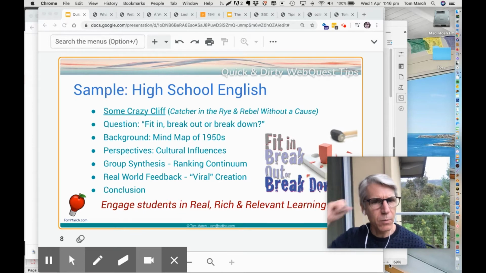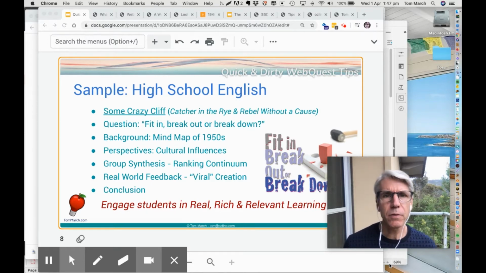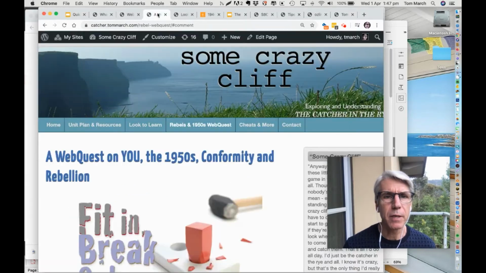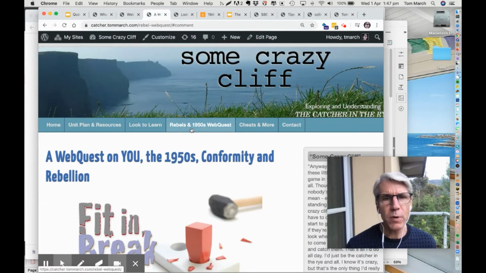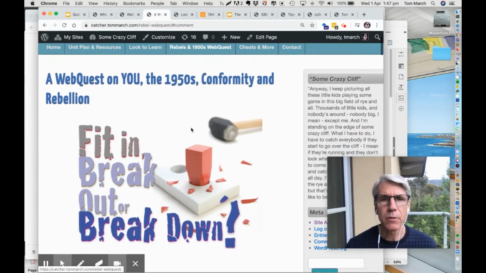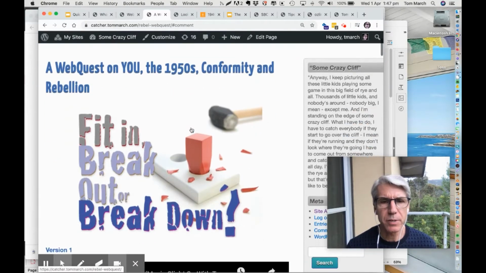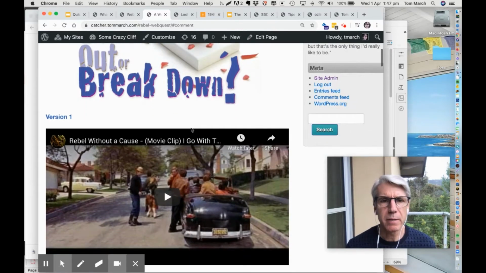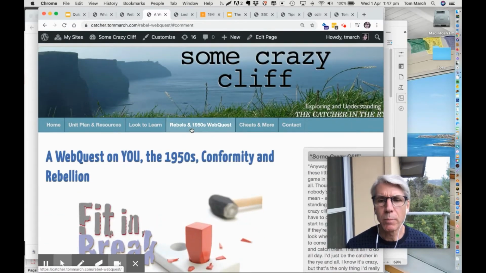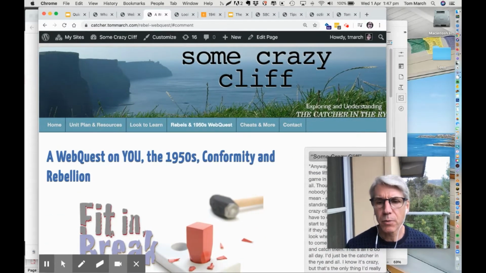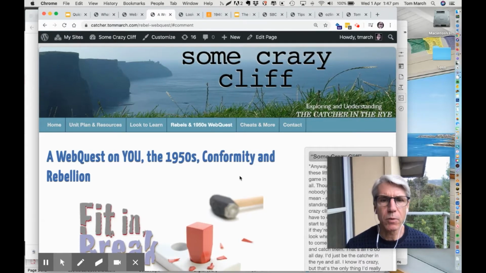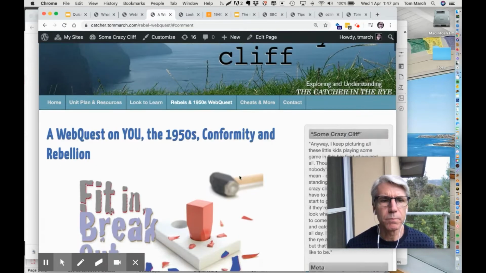As you can see here, it maps along the basic parts of a WebQuest. But let's look more carefully and see what makes it unique. One thing you'll see straight away, maybe you'll recognize this, is that this is on a WordPress site. WordPress is one of many great web publishing tools, and I used it for this particular WebQuest when I was working with a school.